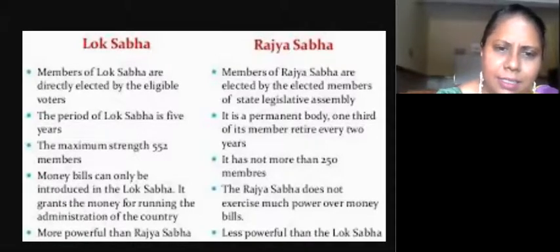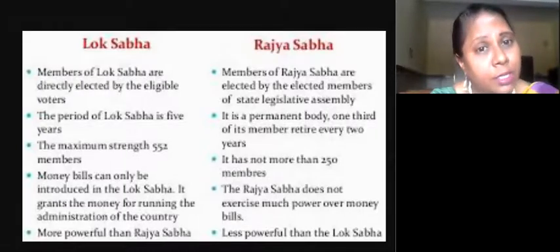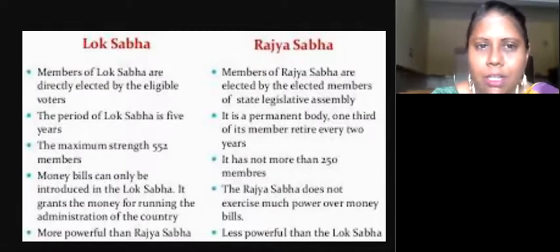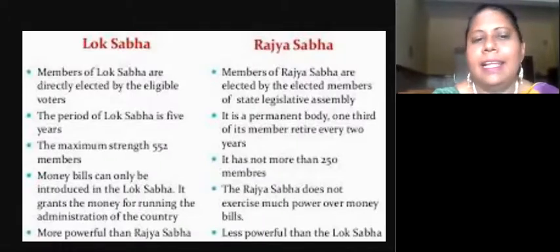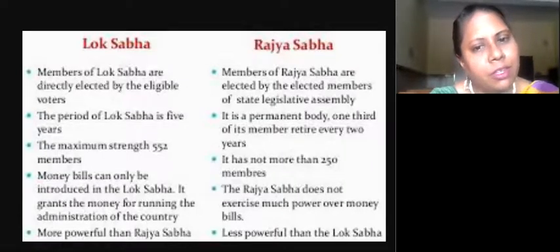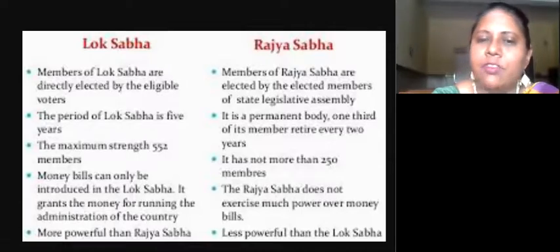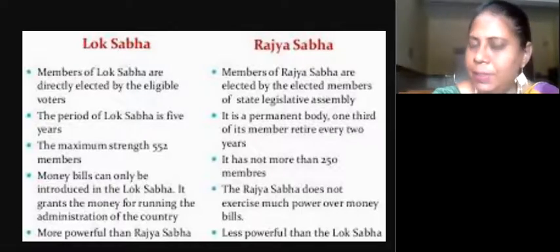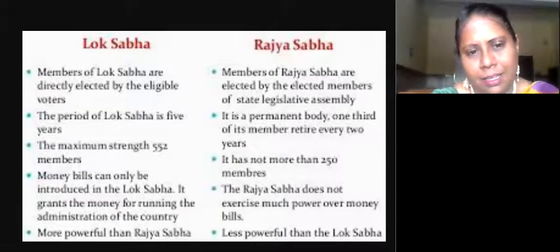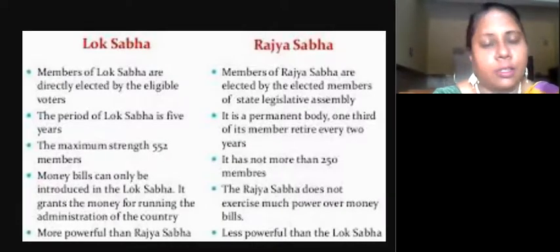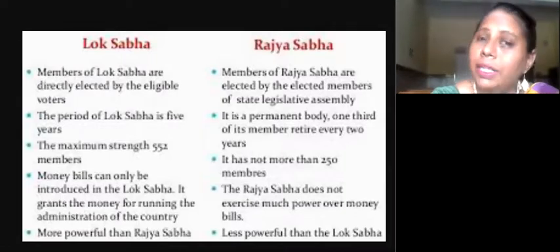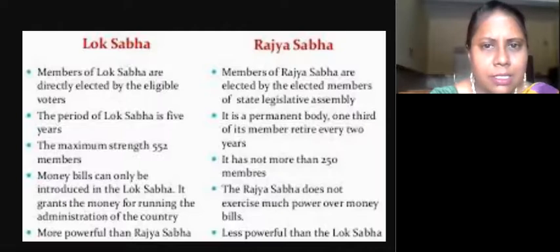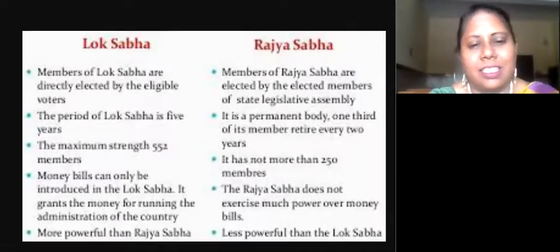As you can see here, there is a huge difference between the two houses of our parliament, the Lok Sabha and the Rajya Sabha. Lok Sabha members are directly elected by the voters, whereas the members of Rajya Sabha are elected by the elected members of the State Legislative Assemblies. That means we do not elect them directly. The term of Lok Sabha is 5 years, of Rajya Sabha is 6 years, but one third of its members retire after every 2 years.